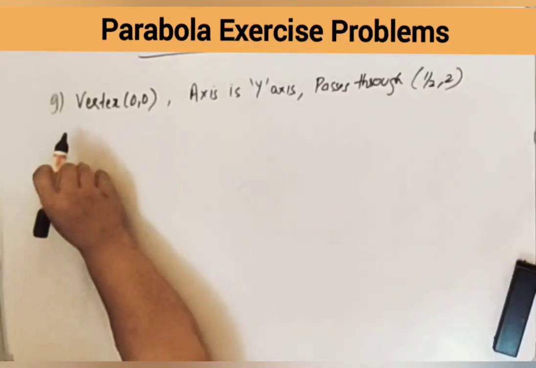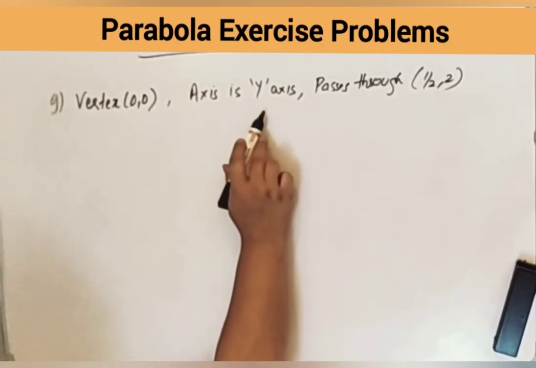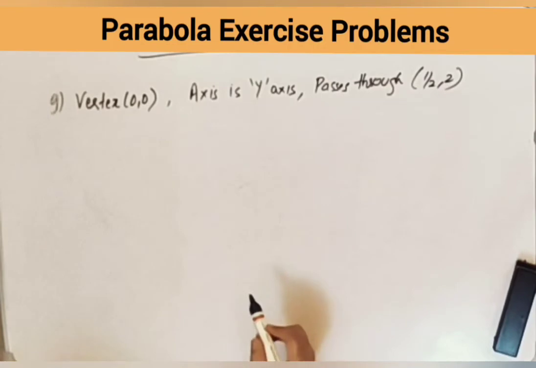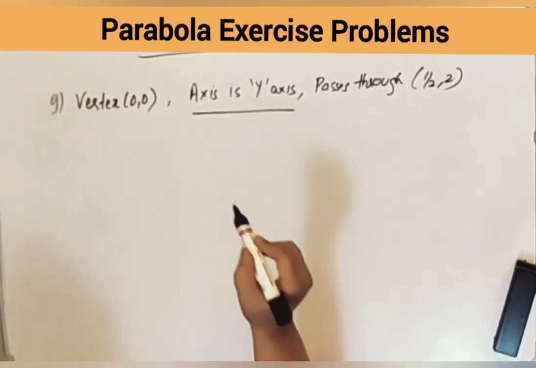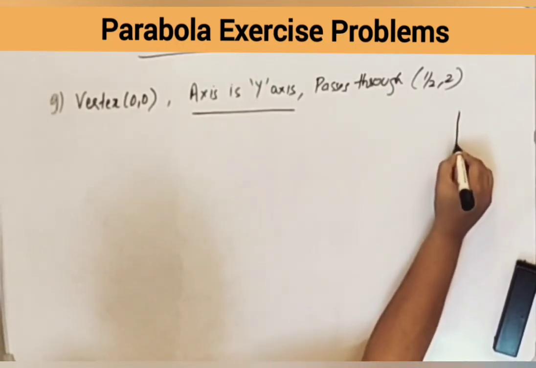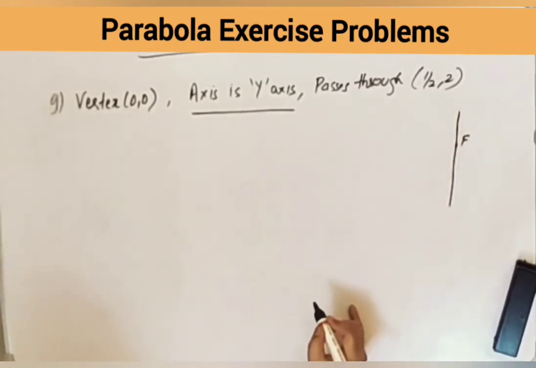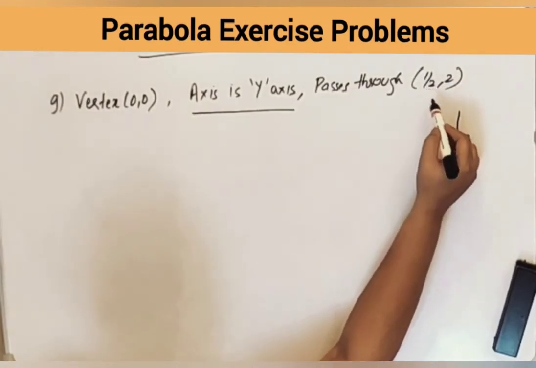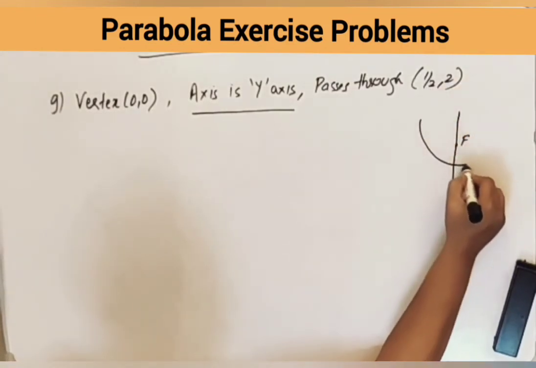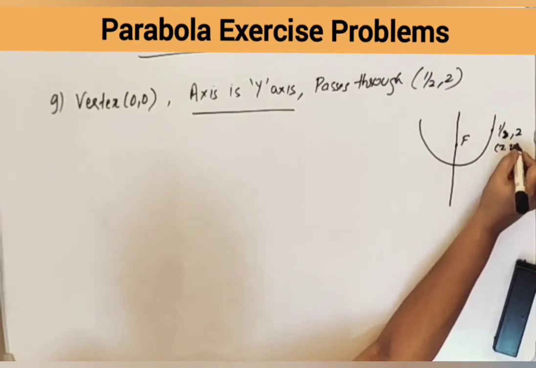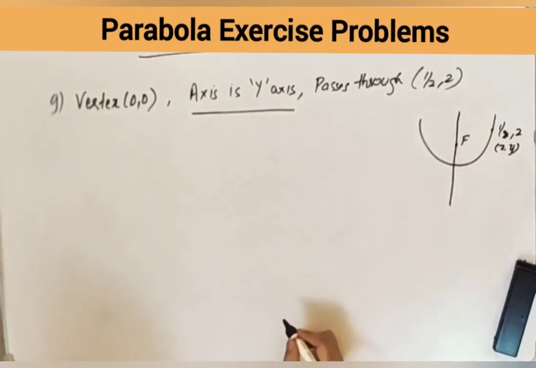Let's find the equation of a parabola given vertex as (0, 0), axis as the y-axis, passing through the coordinate (1/2, 2). Now, the first clue is the y-axis. The focal point is on the y-axis. So somewhere here we have the y-axis. It passes through (1/2, 2), which means the parabola passes through the first quadrant. So somewhere here we have (1/2, 2). Say this is our x and y. This is our focal point.